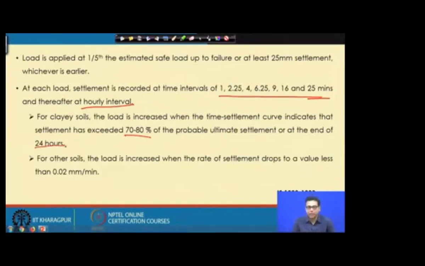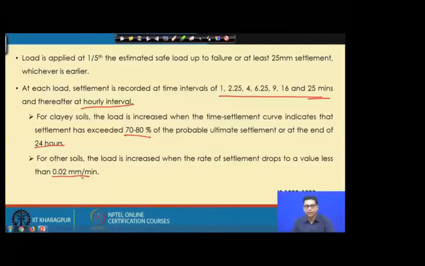So, what does it mean? It means that if the soil is sandy soil or granular soil, then all the settlements are immediate settlements. So, you will get the settlement immediately. After say a few hours you will find that there is no further significant increment of the settlement. Depending upon the soil or the site condition, it may take a few minutes to a few hours.